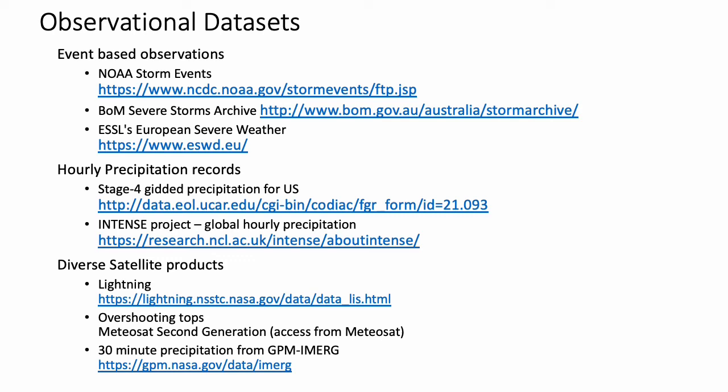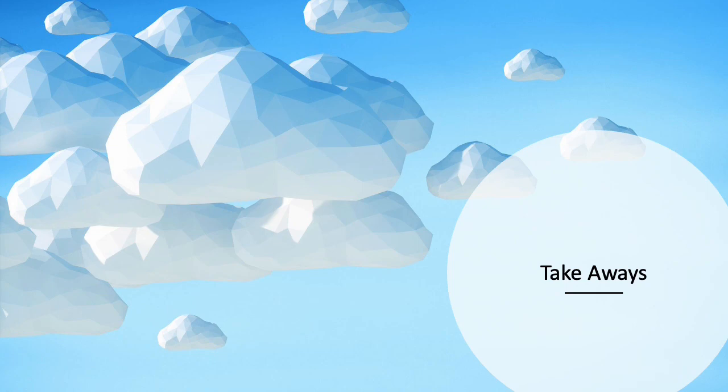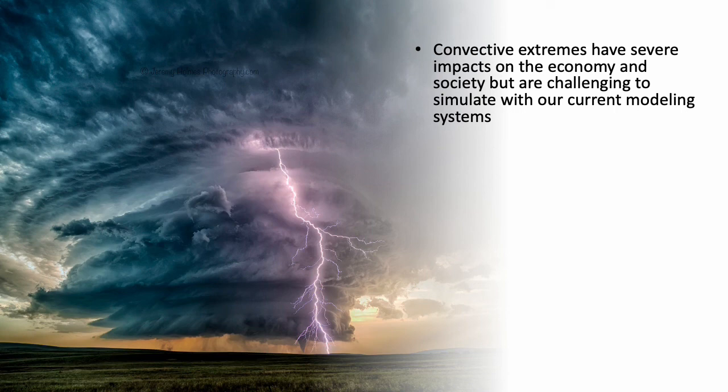So just a few takeaways before I end. The first one is that severe convective storms, or convective extreme events, have large impacts on the economy and society. And we are not doing a really good job of simulating those events in current models. How these extreme events are changing with climate change is also still fairly unknown to a large extent.